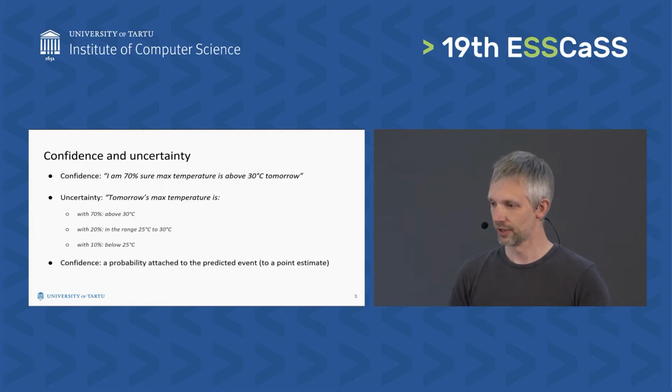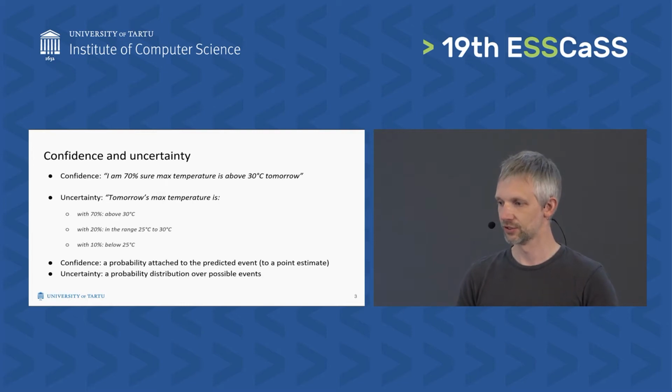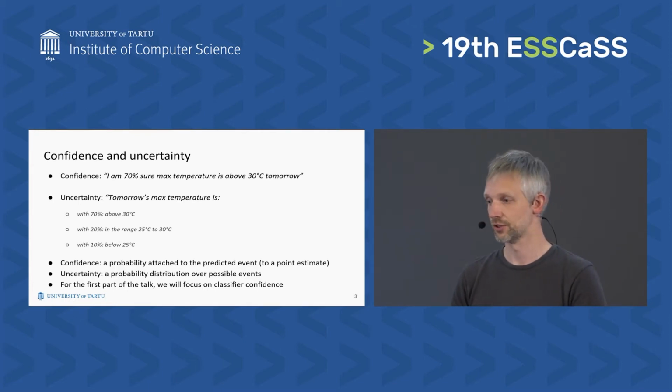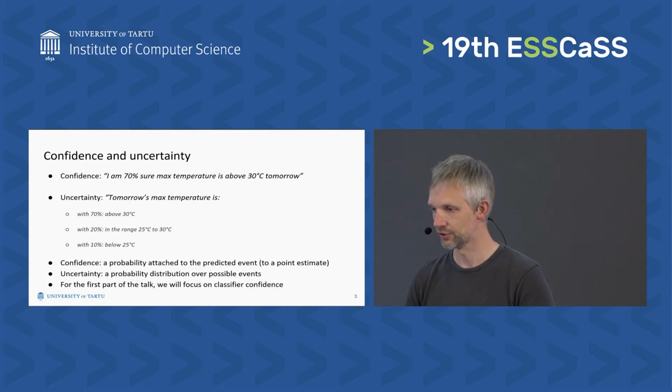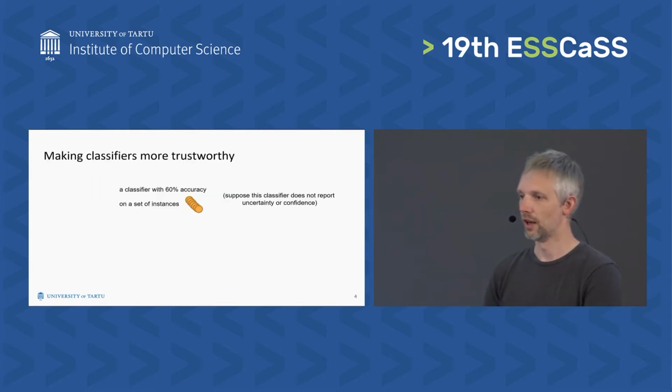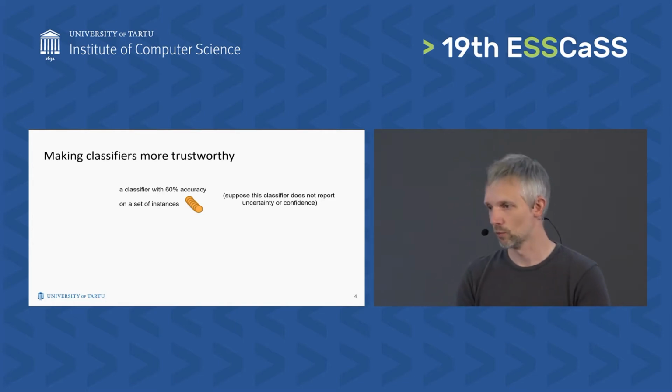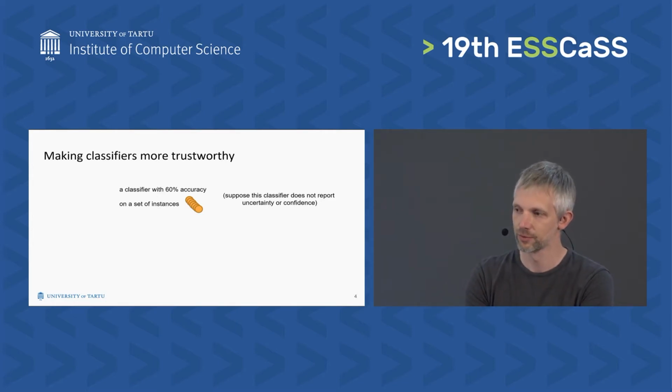Yes, so confidence is attached to a predicted event, while uncertainty is a probability distribution over possible events. I'll start with confidence and then later get to uncertainty also. Now, classifiers, we want to have them trustworthy, so we want to know about their uncertainty or confidence.